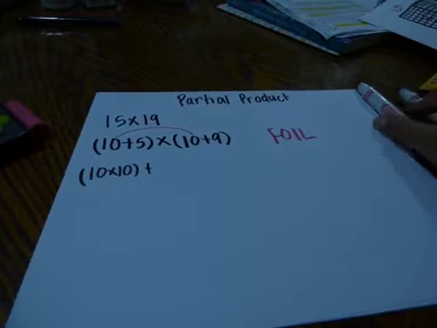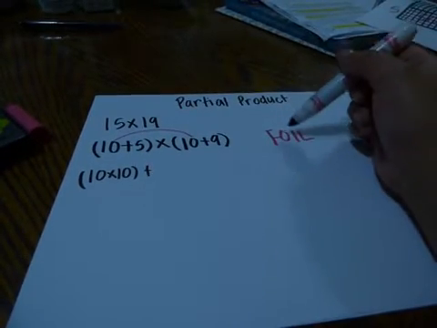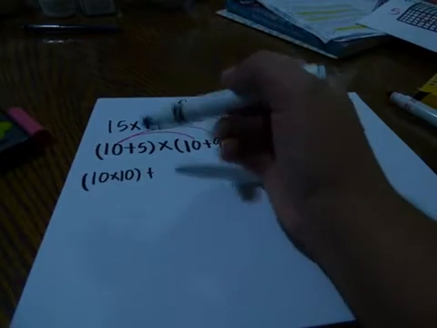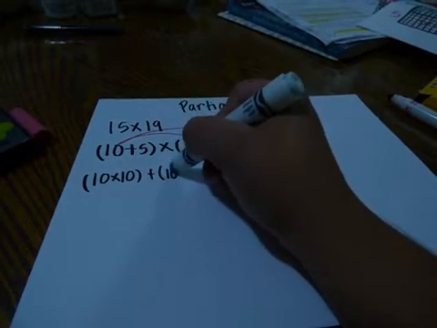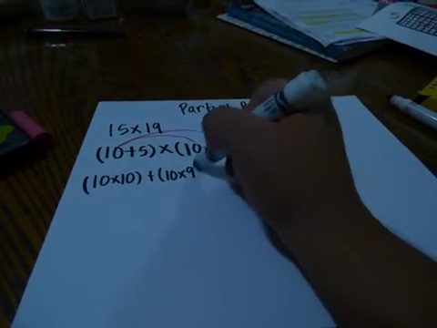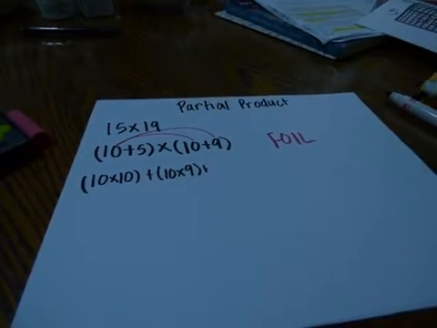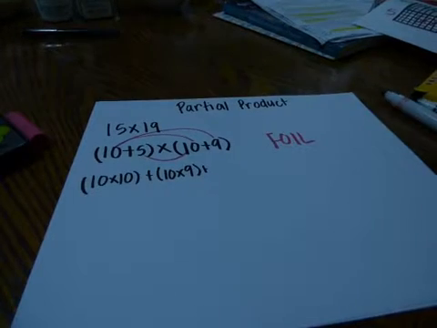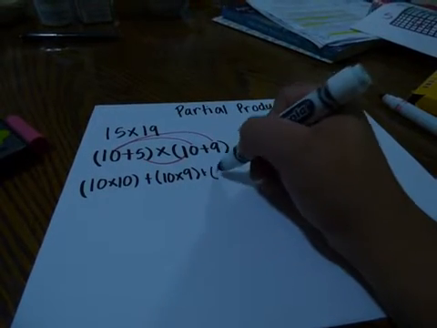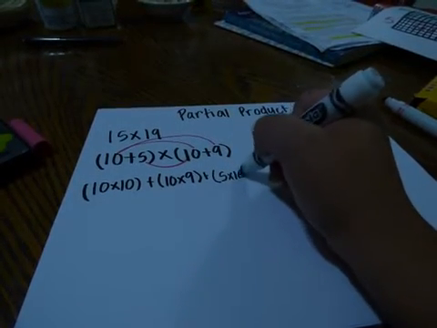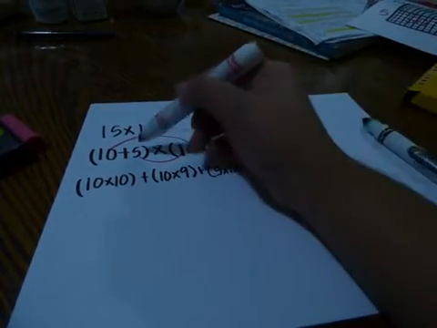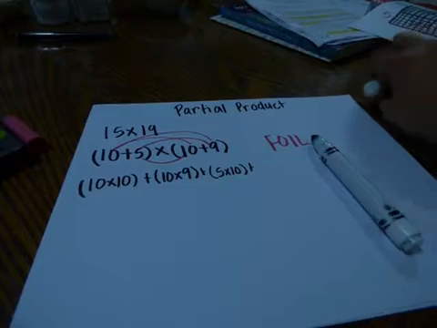and then you're going to add our outside numbers, which is 10 and 9. So we're going to multiply 10 times 9, and then we're going to do the inside, which is 5 and 10, or 10 times 5. And then we're going to do our last numbers, which is 5 and 9.